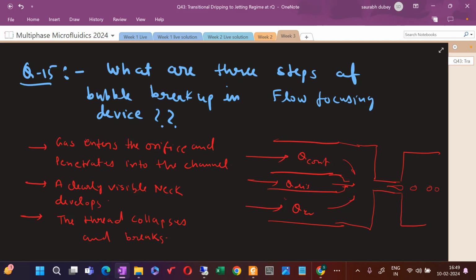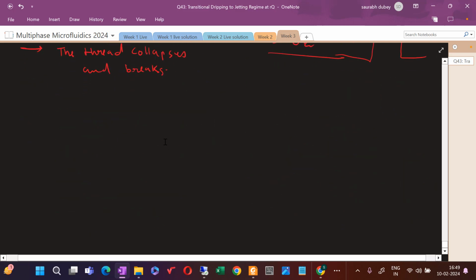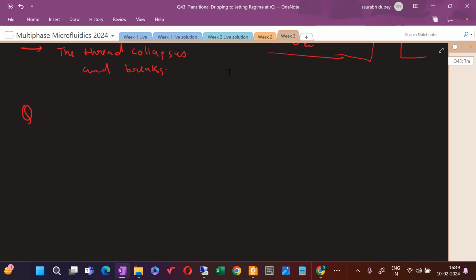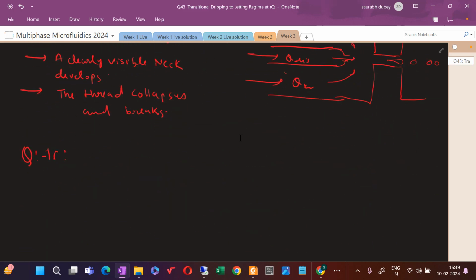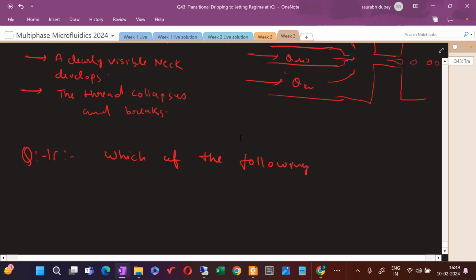So flow focusing device. Which of the following is correct for the volume of the bubble formed? Question number 16 or 15, let me see, 16. Which of the following is true for the volume of the bubble formed?